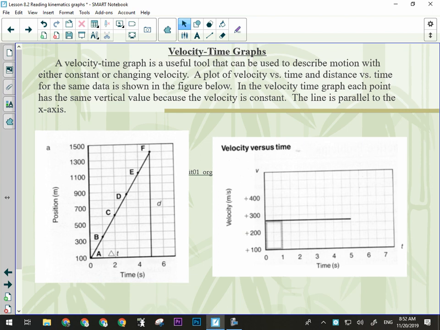So on this graph here, it's velocity versus time, and it says the velocity is not changing. It's staying constant at 260 meters per second. This graph is showing the same thing. How can I figure that out? How do I find the velocity of the object from a position versus time graph?